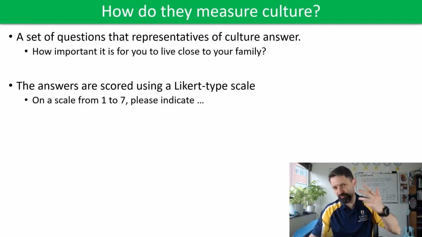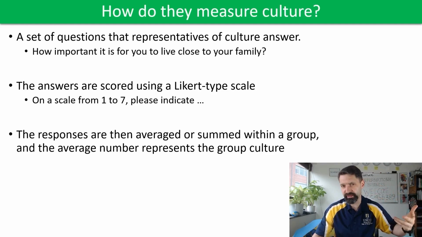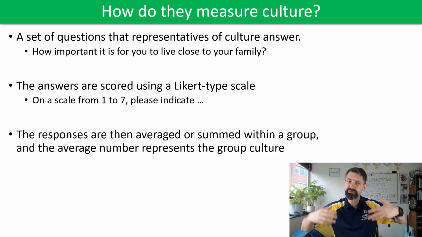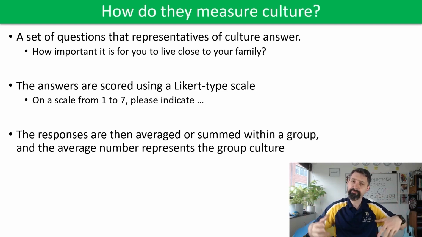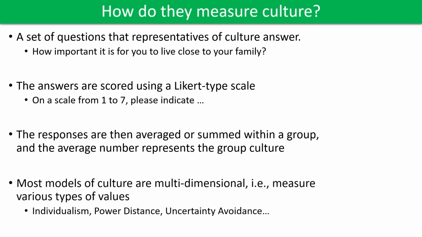Those questions would be asked not open-endedly, but on what we call a Likert-type scale, where you have a scale from 1 to 7 for how important it is for you. You would indicate your responses, then they're averaged for you, then for the country, then you compare the averages, and that's basically what you get as the national averages.